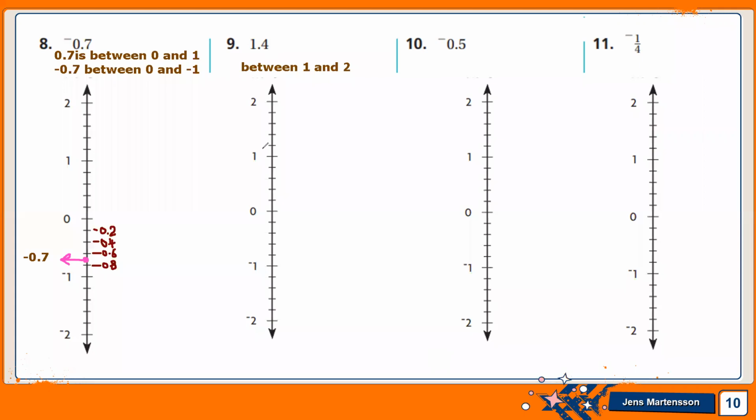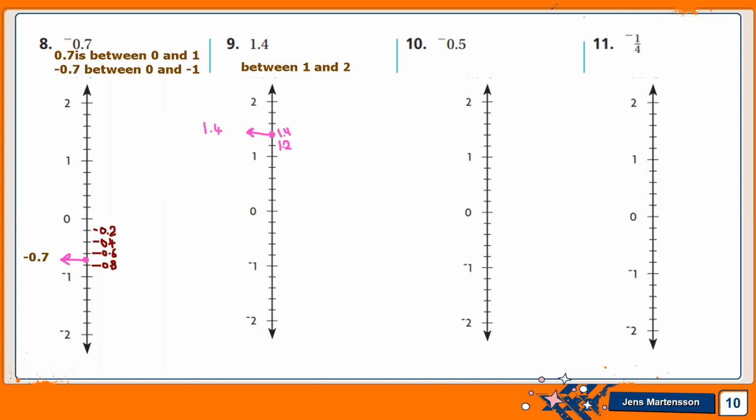So, this is 1 and this is 2. Then you got 1.2 and then 1.4. So it's here. 1.4 is here. Thank you, Malak.